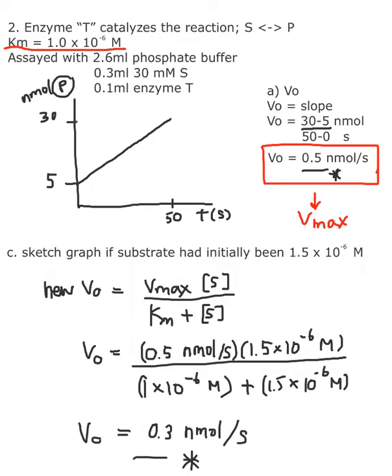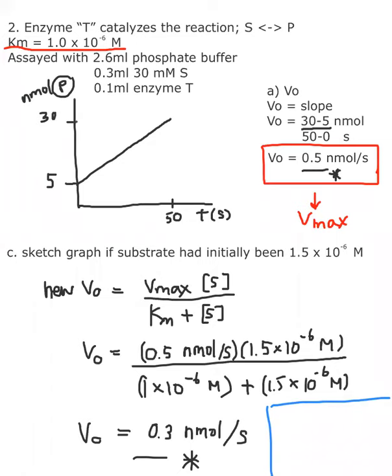But the questions ask you to sketch the graph. So I'm going to put this new velocity into the graph above. Note that since we got 0.3 nanomole per second and we want to plot it into the same graph, it needs to correspond to the initial graph here. And I want to plot 50 seconds also. So you can calculate that in 50 seconds, what would be the velocity?